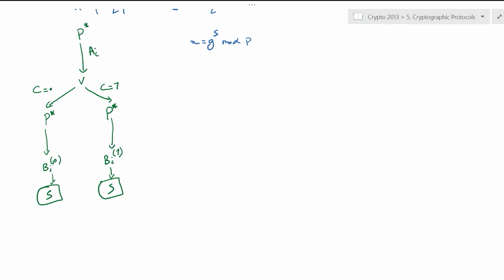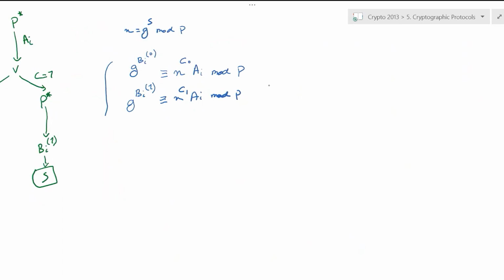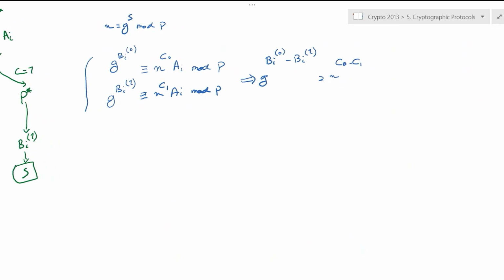So when he wins for both cases, we should have these two equalities. g to the power b_i of 0, when the challenge was 0, is congruent to x to the power c_0 times a_i mod p. And then also we have g to the b_i of 1 is congruent to x to the c_1 times a_i mod p, right? He can basically come up with the b_i's that satisfy both equations. Then if we divide these two equations, we get g to the power b_i of 0 minus b_i of 1 equals x to the power c_0 minus c_1, and the a_i are the same, so they just get canceled, mod p.